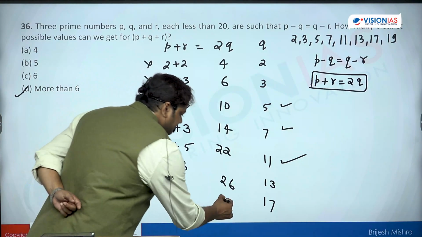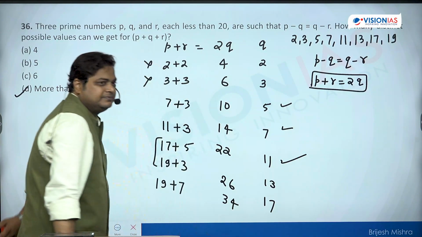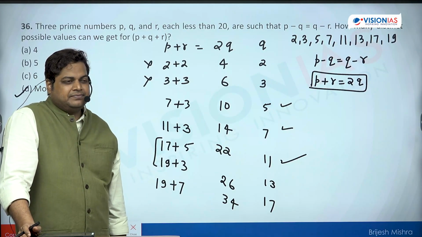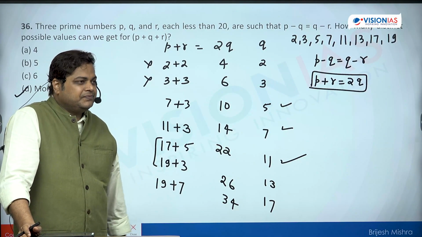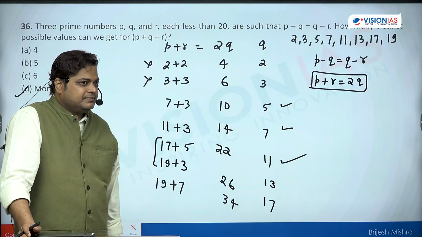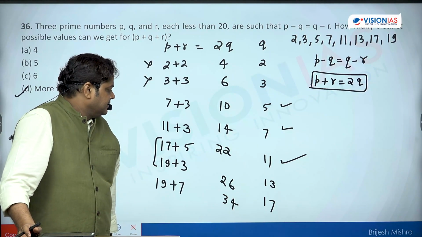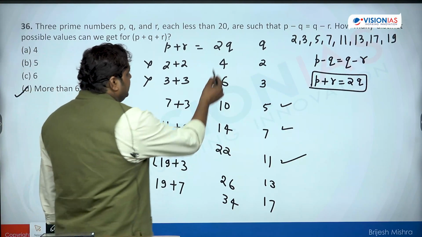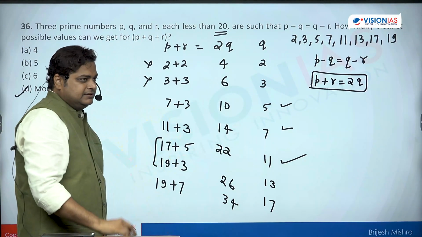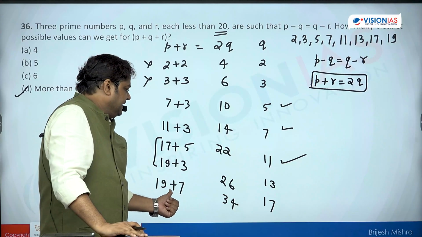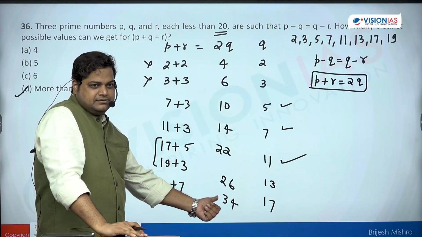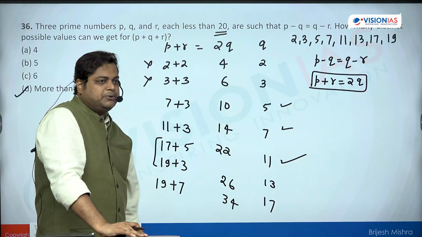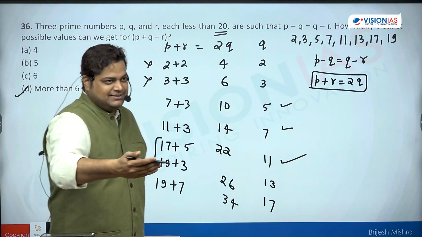17 into 2, 34. Can we have any possibility here? 30, we cannot take. Less than 20 we need to take. So 19 plus something, 17 plus, no. We are having just one possibility, that is 17 plus 17, which is the same.